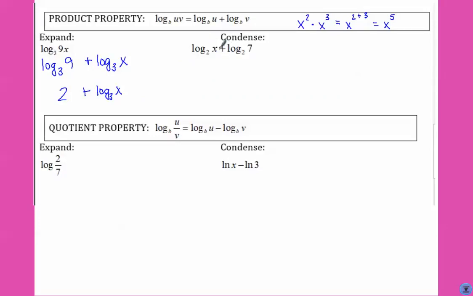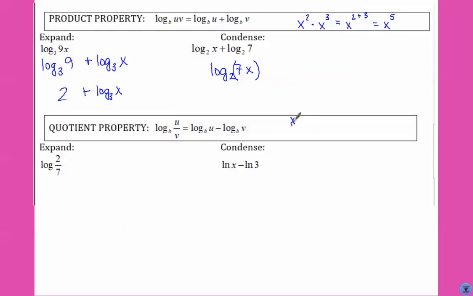So if it's addition and we want to condense, we're going to go back to multiplication. So we'll have log base 2. Notice in both of these, the base stays with the log part and it doesn't change. Then x times 7 would be 7x. A lot of times people will put this in parentheses just so they know we're taking the log of that whole thing.